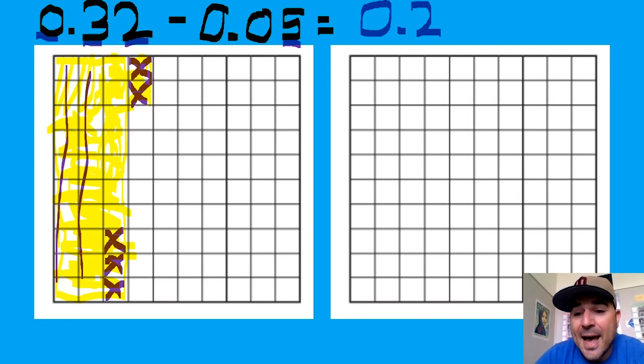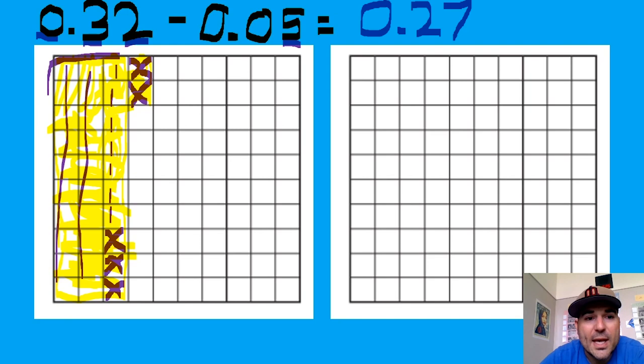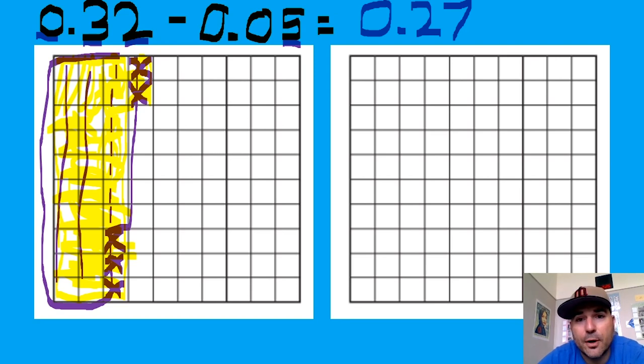And then I'm going to add my extras, or my hundredths. 1, 2, 3, 4, 5, 6, 7. I'm going to come over here. I had 7 hundredths, and all together we had 27 hundredths left over. Let's do another one.